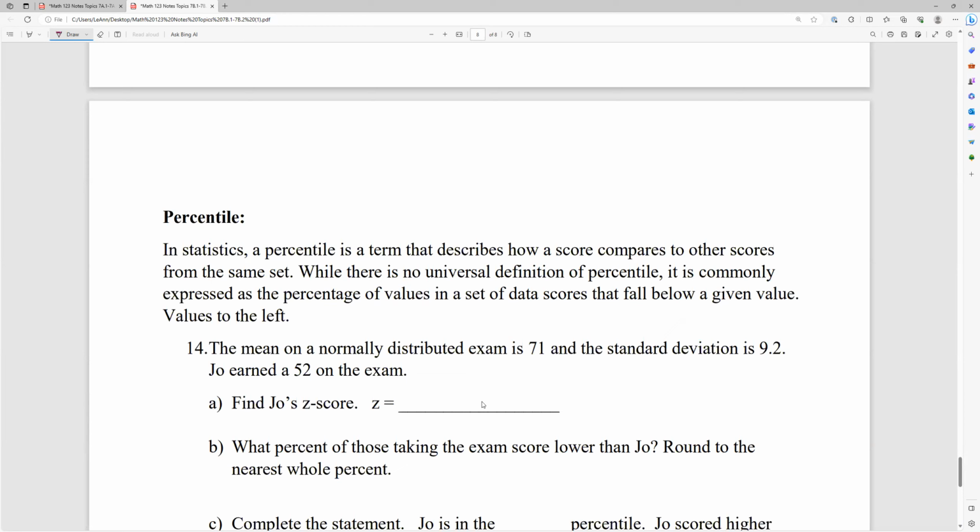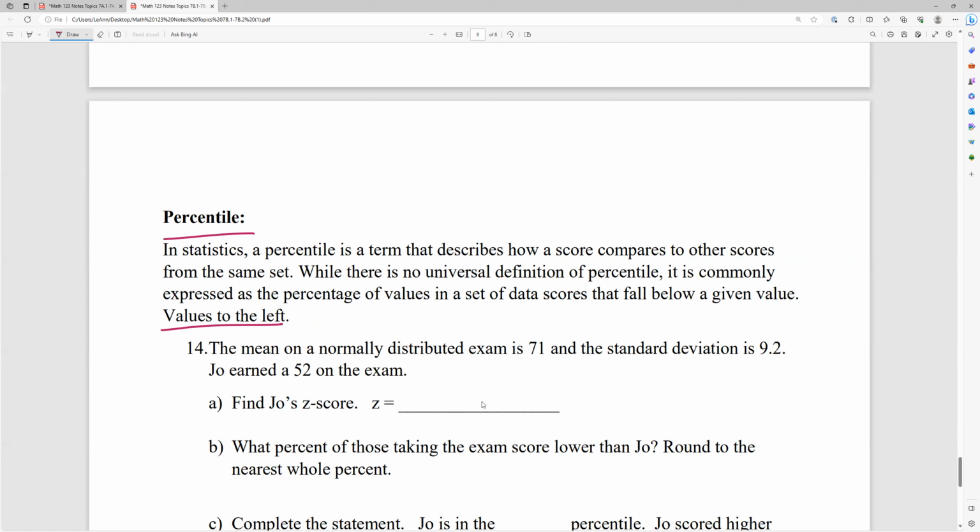So when someone tells you your child is at the 82nd percentile for height, that means 82% of other children in their gender and age group are shorter than them. They're to the left of them. Okay, so that's what the percentile tells us. A percentile is a term that describes how a score compares to other scores from the same set. We use to the left. I know they say there's no universal, but that's the one that we use in America.